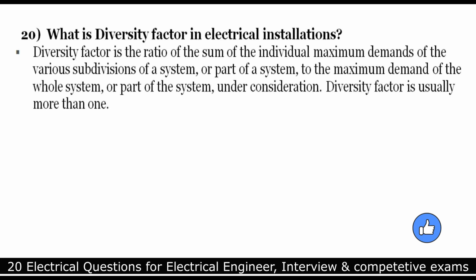Number 20. What is diversity factor in electrical installation?